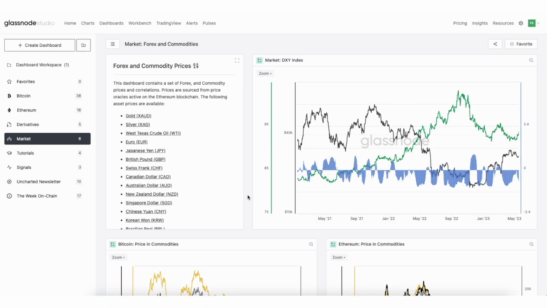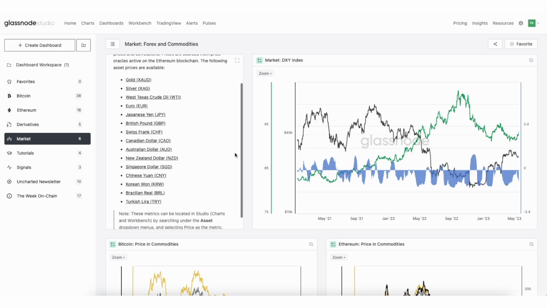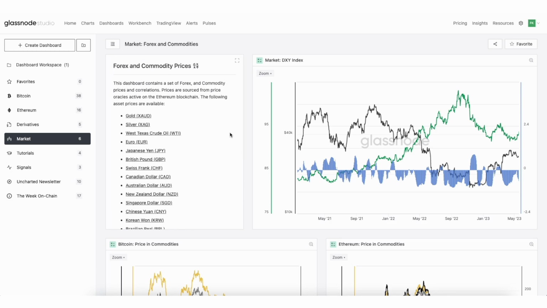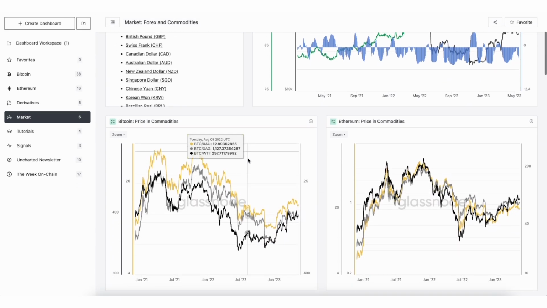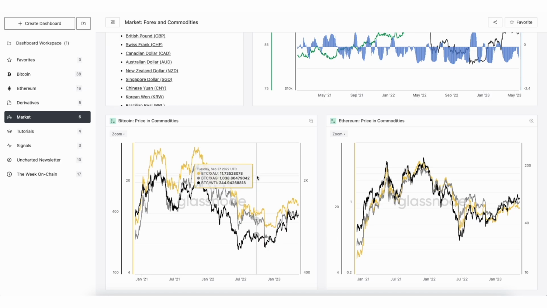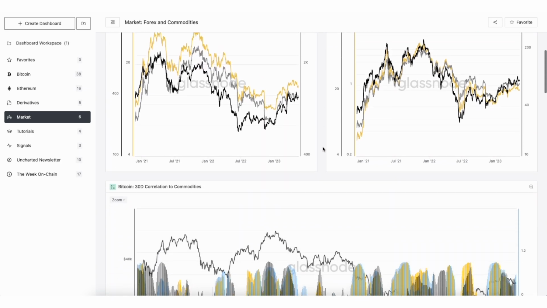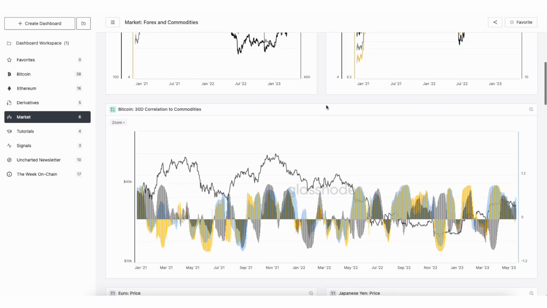The next dashboard that we've released is a really cool one, and it focuses on Forex and commodity prices. This dashboard basically aims to show the correlation between Bitcoin and Ethereum against commodities such as gold, silver, and crude oil. As you can see, this chart on the left here shows the prices of Bitcoin in those exact commodities, and the same story goes here for Ethereum. This chart below shows the 30-day correlation between Bitcoin and these commodities.